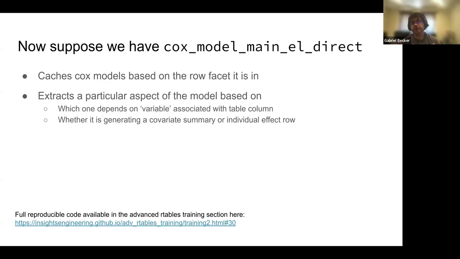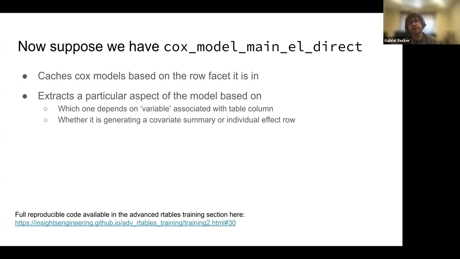But suppose that we have, it's actually two of them. We have the Cox model main element direct, and we have the Cox model element direct. And so what that is going to do is it's actually going to do a number of things. One is it's going to cache the model so that each model is only going to be fit one time.